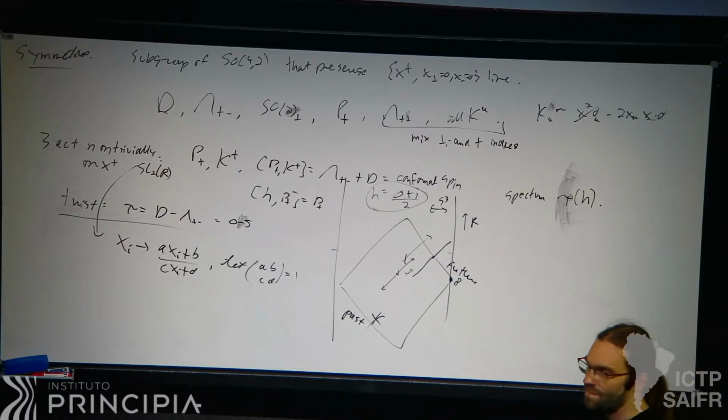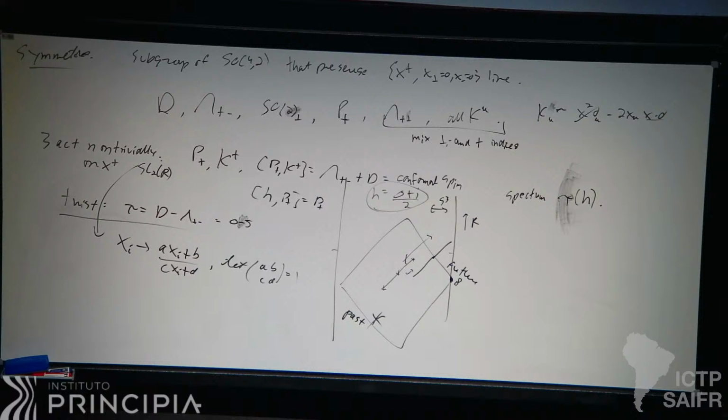Yeah, orthogonal derivative sort of. Yeah. Other questions?